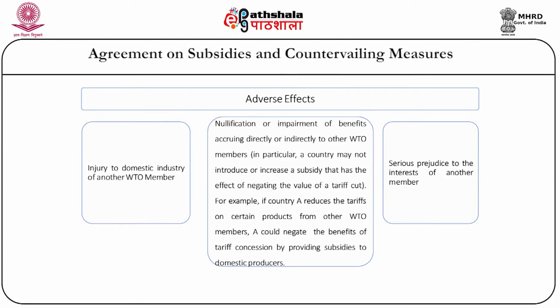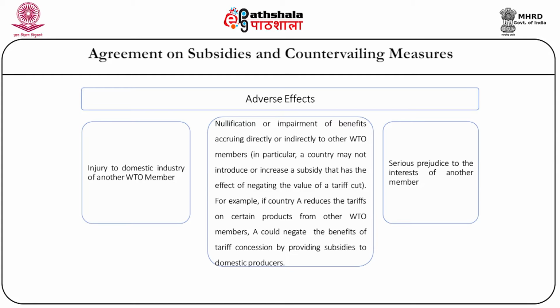The second adverse effect is nullification or impairment of benefits accruing directly or indirectly to other WTO members. In particular, a country may not introduce or increase a subsidy that has the effect of negating the value of a tariff cut. For example, if country A reduces the tariff on a certain product from 10 to 0%, it can actually negate the benefit of the subsidy by providing an equal amount of subsidy to the domestic producers.